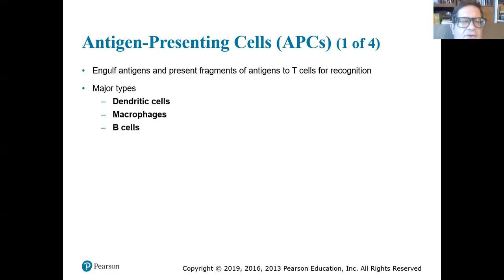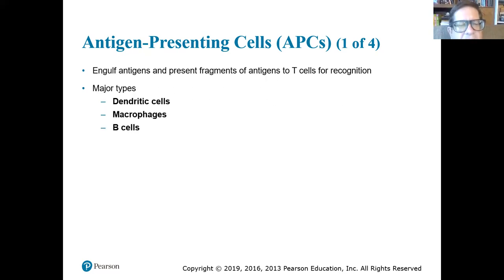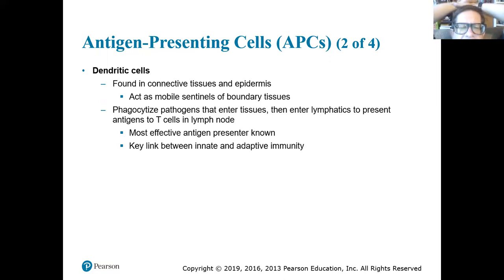Antigen presenting cells are surrounded, they grab the antigen, they break it apart, and they show pieces of it to T cells. Okay. Different types. We have dendritic cells, we have macrophages, we have B cells. All right. So dendritic cells are found in connective tissue in the outer layer of your skin. They let you know if something's trying to cross the boundary.